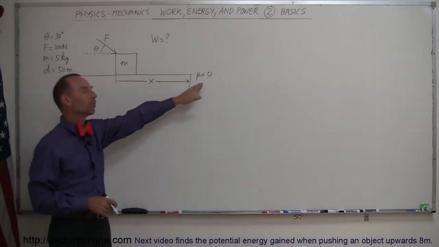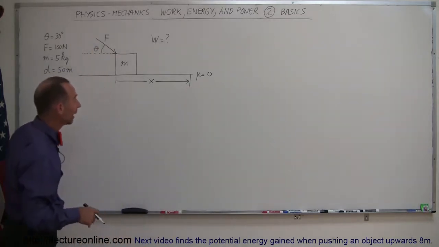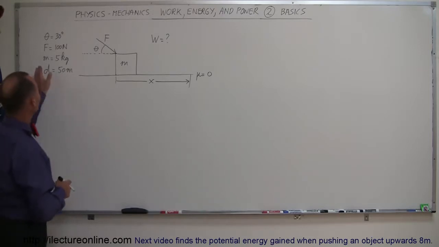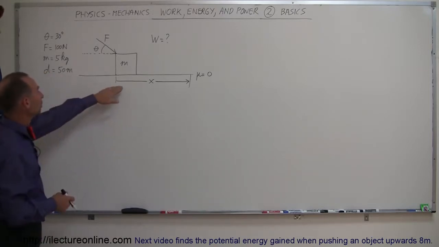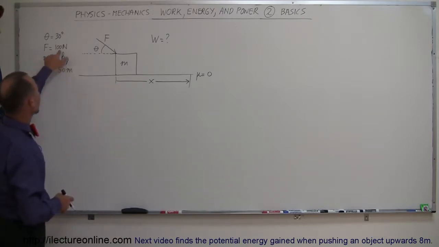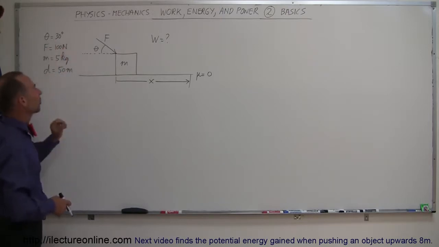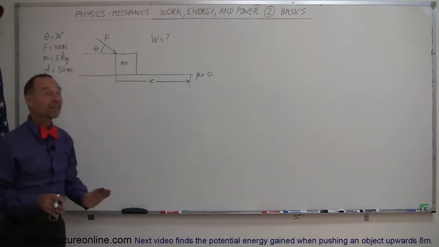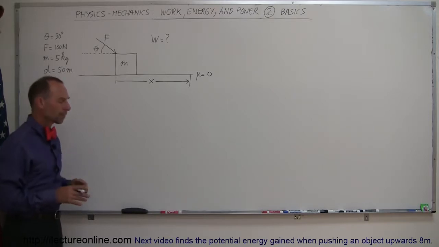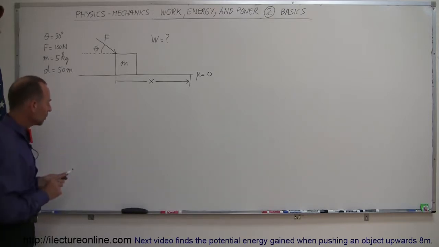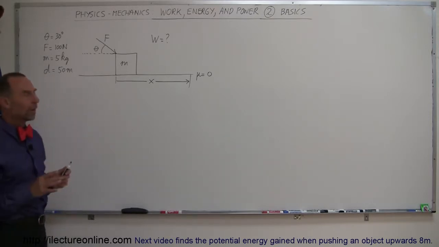In this case also, we don't have any friction between the block and the floor. So if the distance or the displacement is 50 meters, the mass is 5 kilograms, the force is 100 newtons, and the angle is 30 degrees, what is the work done in this case on that particular block? Well, what we're going to do is we're going to do this in two different ways.